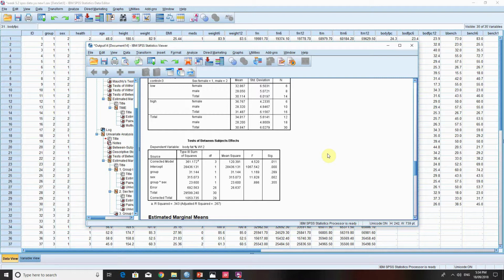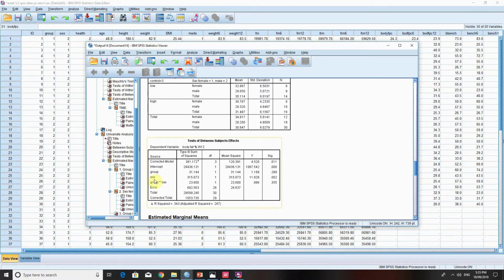So potentially, the high and low dose groups might be working better for females. And if we got a significant result, we would know that there was an interaction occurring between females and the group they were sorted into. But that's not the case in this output. In this output, we can see that group, being our first independent variable, is not having a significant effect on body fat percent at week 12.